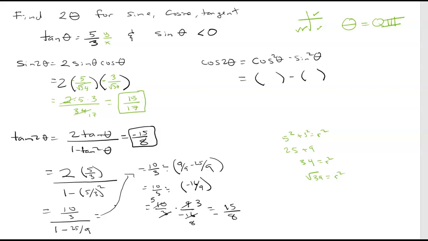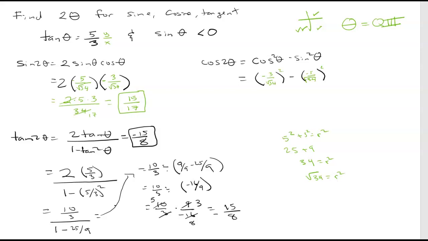Notice the double angle is positive for sine, it's negative for tangent, so I'm definitely not in quadrant 3 anymore. And then I'm going to do the same thing for cosine. So the double angle of cosine, again, negative 3 over root 34, and then minus negative 5 over root 34. Again, these are squared.